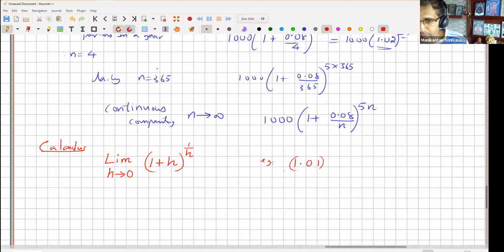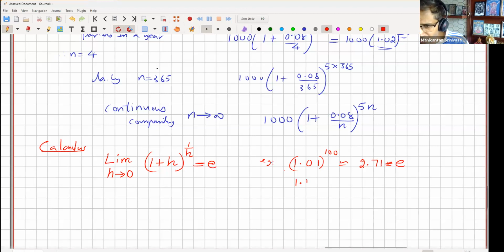0.01. So 1 plus 0.01 to the power reciprocal of 0.01, which is 100. If you do this, you should get approximately 2.71. Can you guys confirm you're getting that? Right? And this is your e. Approximately, just like pi, it's a mathematical constant. This is another famous constant in maths called e. So the expression for e is limit h tends to 0 of (1 plus h) to the power 1 by h.